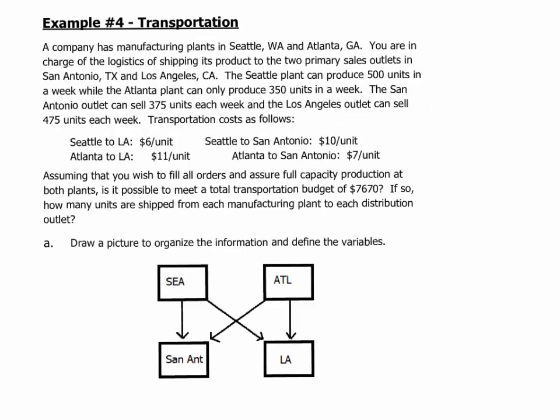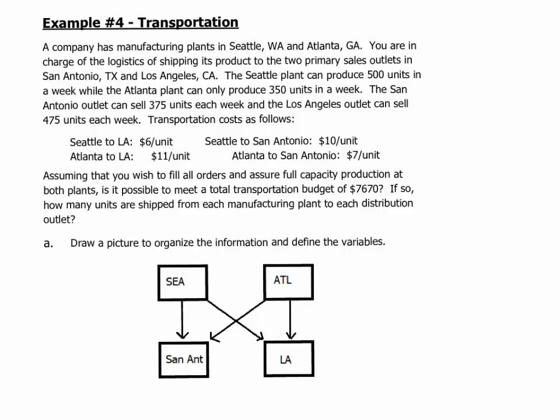Here's our problem. A company has manufacturing plants in Seattle, Washington, and Atlanta, Georgia. You're in charge of the logistics of shipping its product to its 2 primary sales outlets in San Antonio, Texas, and Los Angeles, California. The Seattle plant can produce 500 units in a week, while the Atlanta plant can only produce 350 units in a week. The San Antonio outlet can sell 375 units each week, and the Los Angeles outlet can sell 475 units each week. Transportation costs are as follows below.